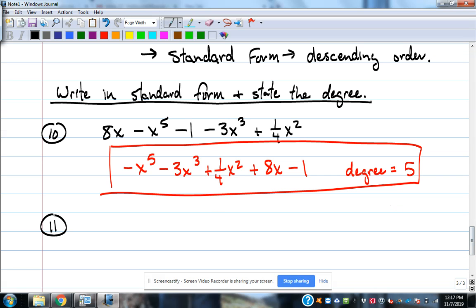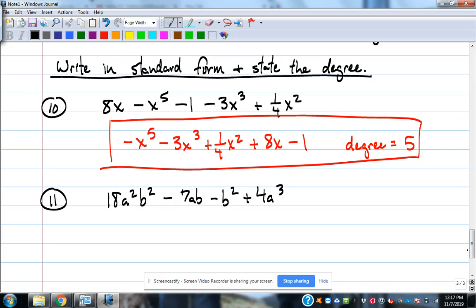Where it gets a little bit more complicated is when they throw more than one variable in there. So this one is 18a squared b squared minus 7ab minus b squared plus 4a to the third. So when there's more than one variable, descending order can get tricky, which one do you go by? So we have to set a rule for that.